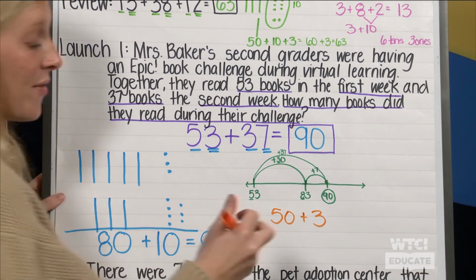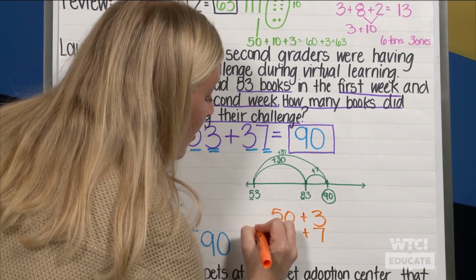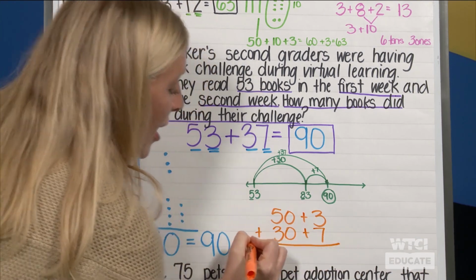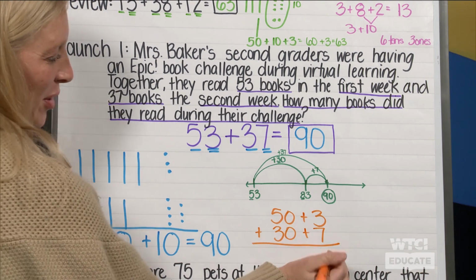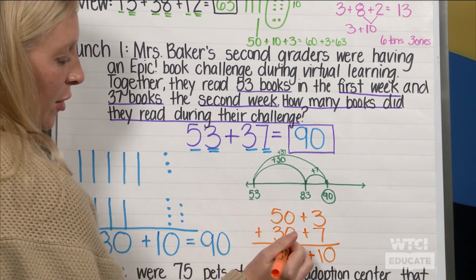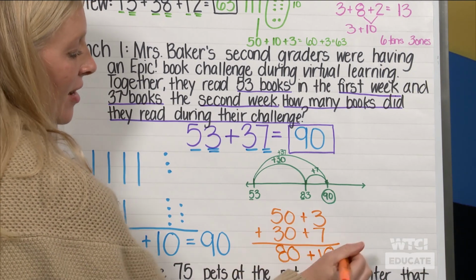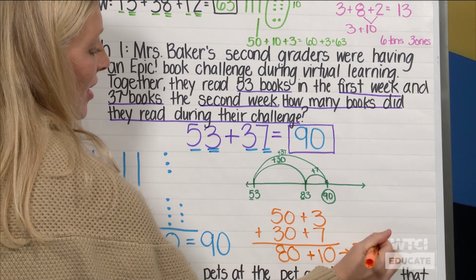What about 37? 30 plus 7. And what am I going to do? This time I could add my 1s first. 7 and 3 is 10. 50 and 30 is 80. And 80 and 10 is 90.